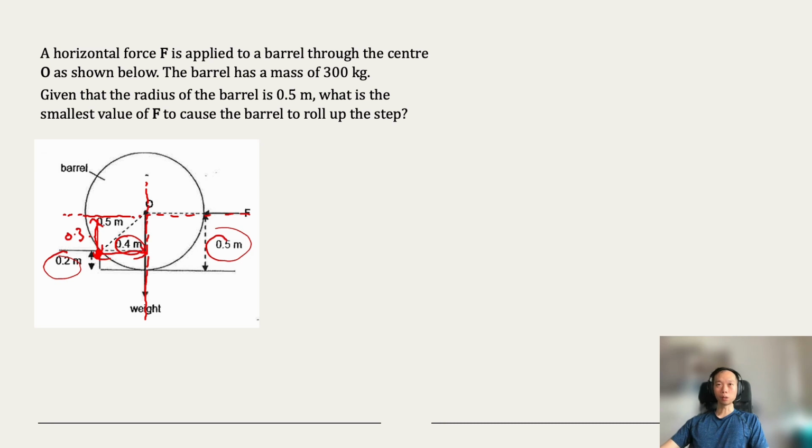Okay. Now, we can identify also that our weight is trying to make the object rotate this way, whereas this force is trying to make the object rotate this way. Okay, so given that, if we want to find the smallest value that can cause the barrel to roll up, roll up would be rolling this way, right? So this is the anti-clockwise direction. So what this means is that our anti-clockwise moments has to be slightly greater than our clockwise moments.